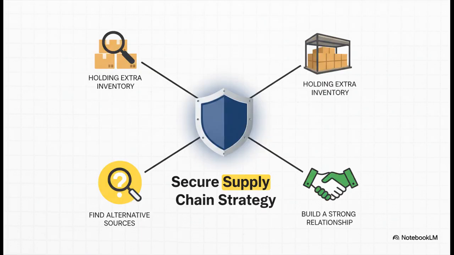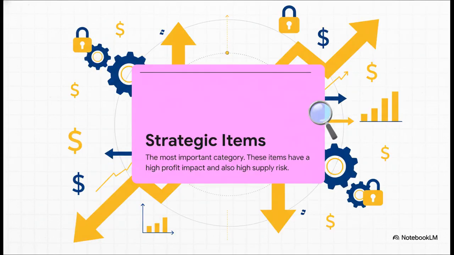So your strategy here is all about defense. You're not trying to save a few bucks, you're just trying to secure your supply. The main goal is to reduce that risk and make sure you can get what you need. That might mean finding alternative sources, even if they cost more, or just making sure your relationship with your current supplier is rock solid. And finally, we get to the big one: strategic items.